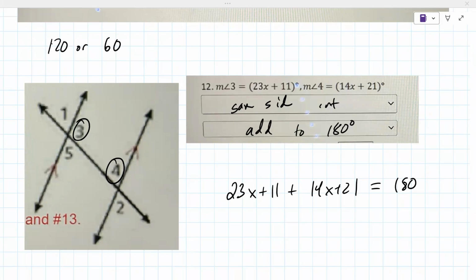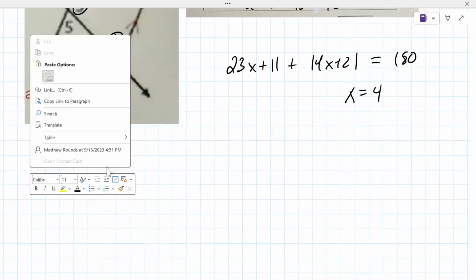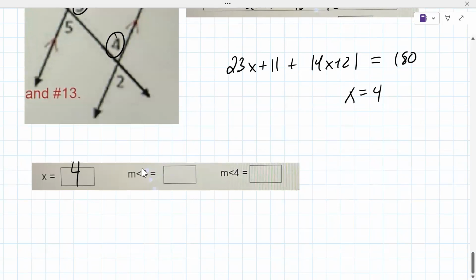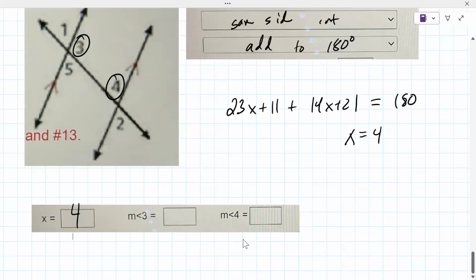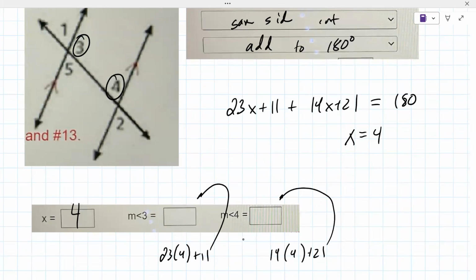Four. That's very good. This is maybe the most challenging type of problem you'll have. But unfortunately, there's more to do. You found X, but now you have to put that back in to one or both to find the missing angle measures. So yeah, X is 4, great. But angle 3, you've got to put it back into this equation, 23 times 4 plus 11, and then angle 4, 14 times 4 plus 21. So you have to do both of those calculations as well.